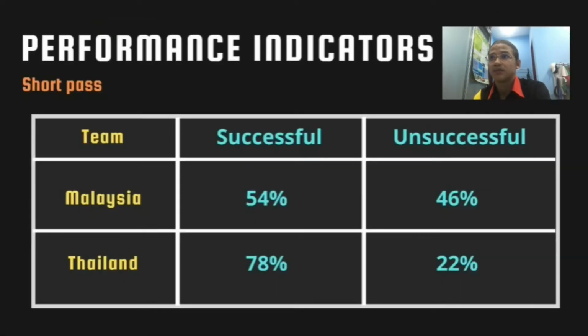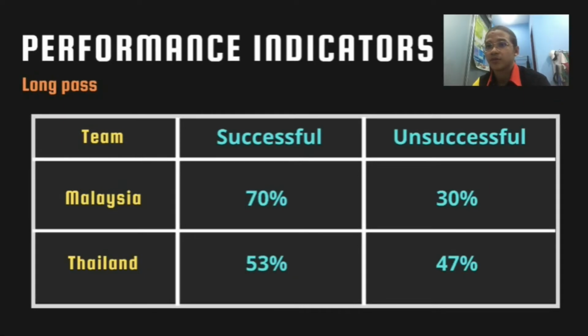This is the performance indicator of short pass for the Malaysia and Thailand teams. Malaysia's successful short pass is 54% and unsuccessful is 46%. Thailand's successful short pass is 78% and unsuccessful short pass is 22%. Next is long pass for the Malaysia and Thailand teams. Malaysia's successful long pass is 78% and unsuccessful is 30%. Thailand's successful long pass is 53% and unsuccessful long pass is 47%.